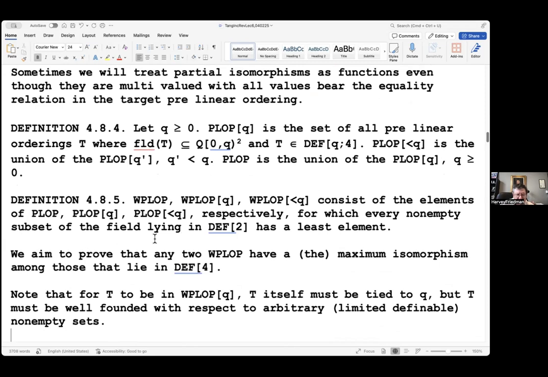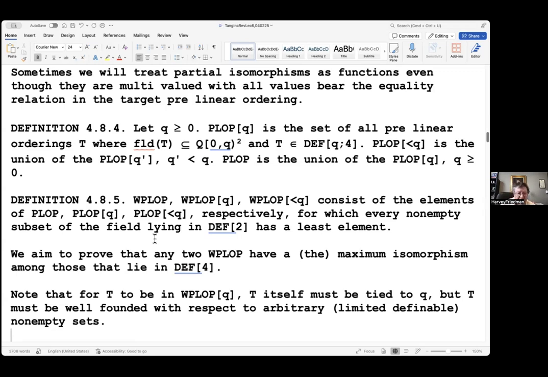W plops, and W plops of Q and W plops of less than Q, these are the ones which have a well-foundedness condition, namely that every non-empty subset of the field lying in def2, because remember the field is a bunch of pairs, lying in def2 has the least element.